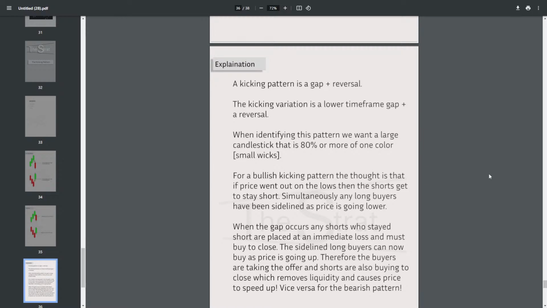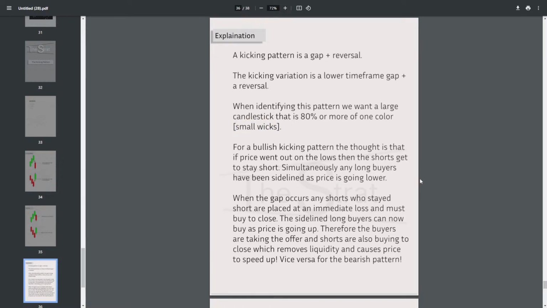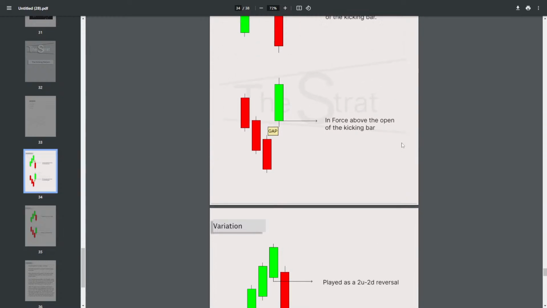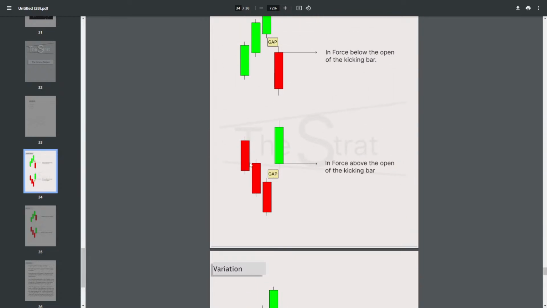When we identify this pattern, like we said already, the candlestick needs to be 80% or more of one color. Ideally, we want those very small wicks. And for example, for a bullish kicking pattern, the thought is that if price went out on the lows, we'll get to that shortly, but if price went out on the lows, then the shorts get to stay short. So if we scroll back up here, when price closes down here, anyone that's been short gets to stay short. So there's nothing they had to do. They had a nice green position if they shorted that day.